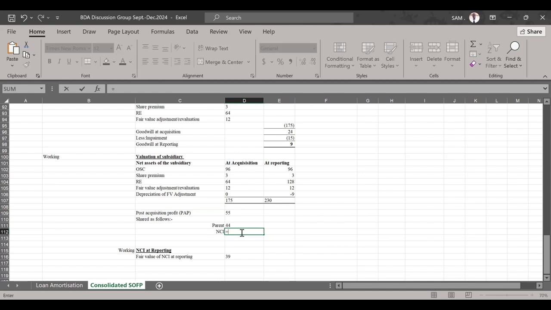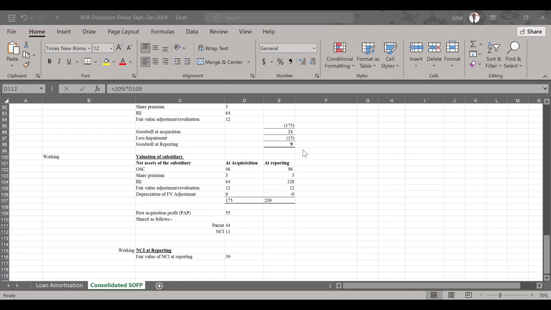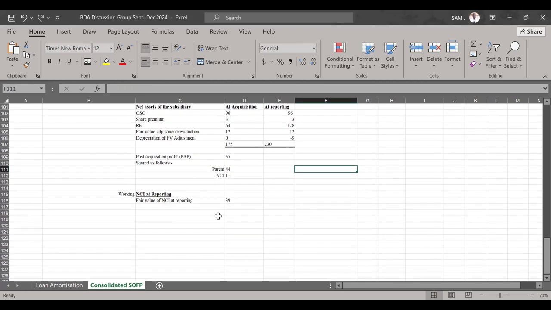You have two ways of calculating this. You can either get the difference between 55 and 44, or you just take your 20%. If you want the examiner to know that you understand this thing, 20% of 55. But basically, it is the difference between 44 and 55, and that brings 11. I believe we are together. We are together there.